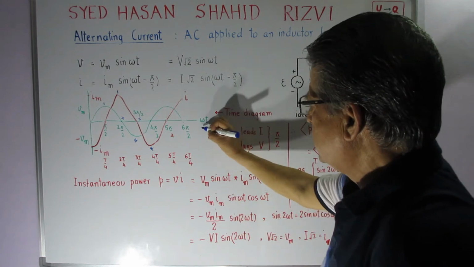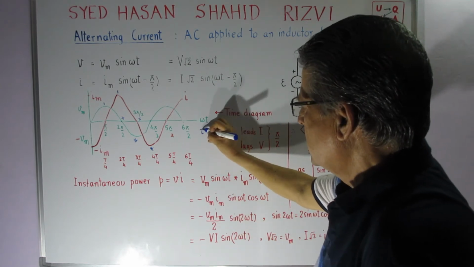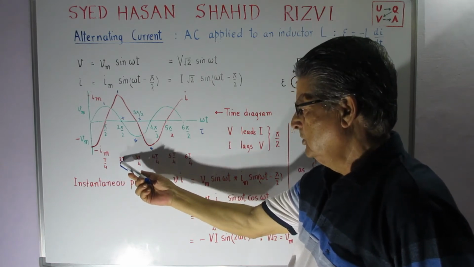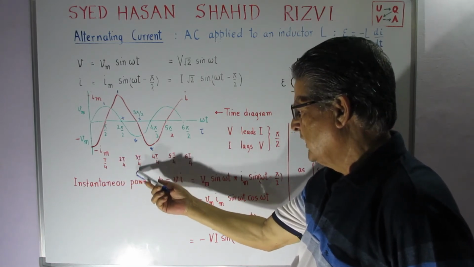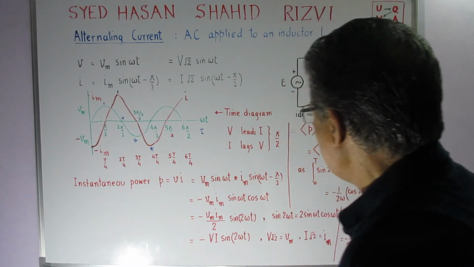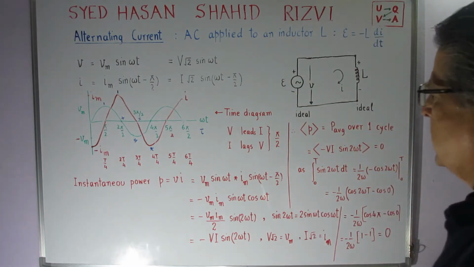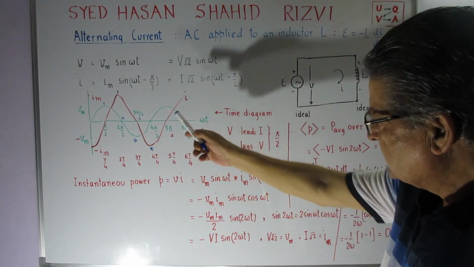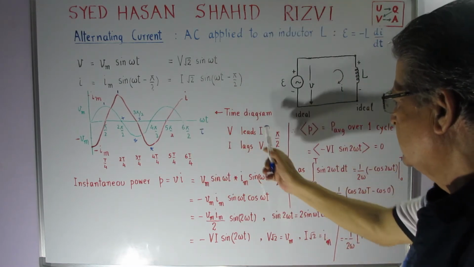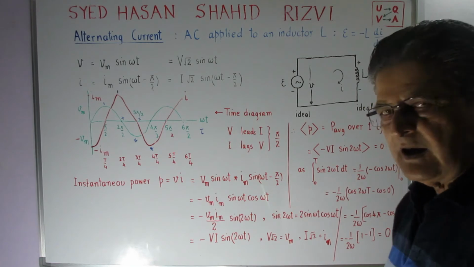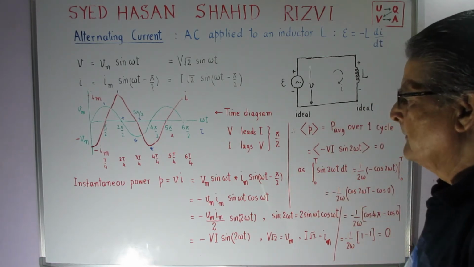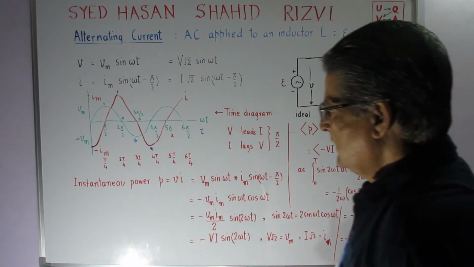The same I can do in terms of time, and then the units become capital T by 4, 2 capital T by 4, 3 capital T by 4, etc. So from the time diagram itself, by the analysis that I've made, we can say that V leads I, and I lags V by pi by 2 radians.